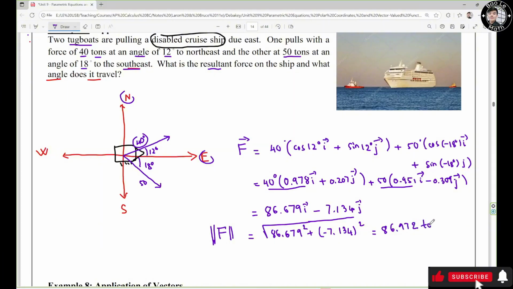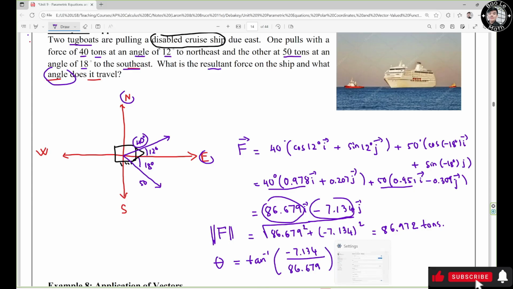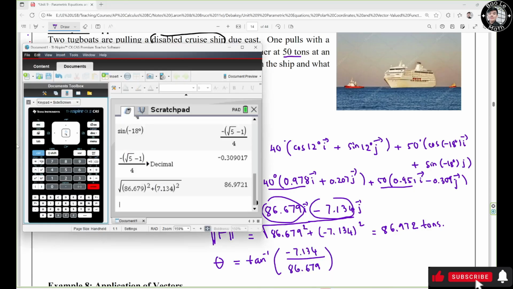And don't forget the unit turns. Now you need to find the angle, right? So the angle is theta equals inverse tangent of y divided by x, right? The y value is right here, so it could be negative 7.134, divided by the x value right here, 86.679. Now we're gonna bring up the calculator.